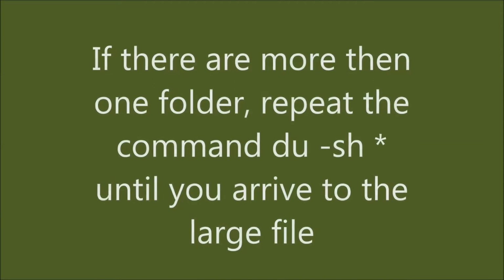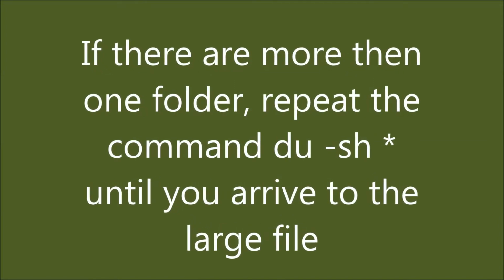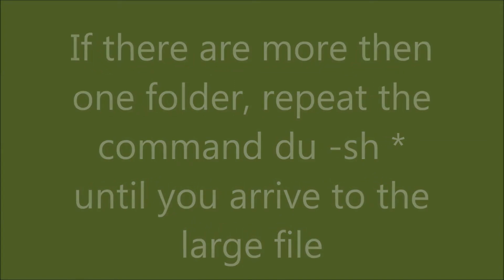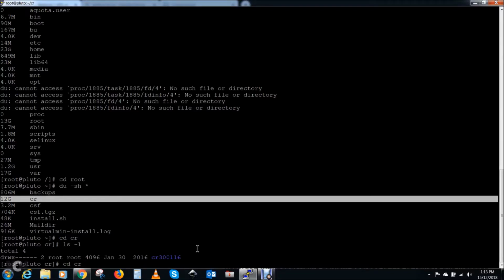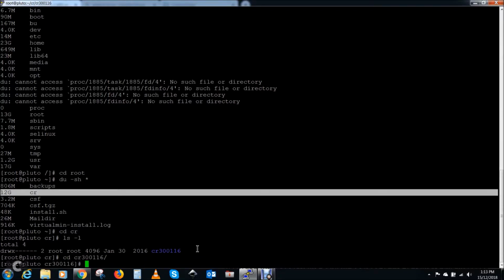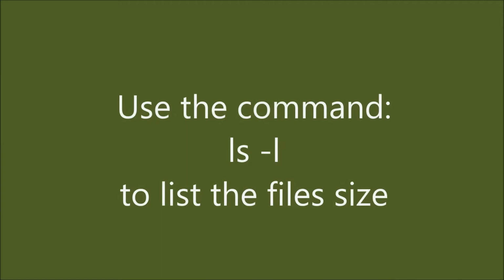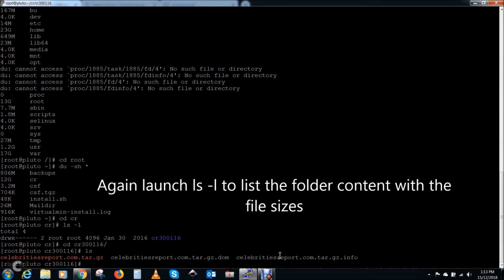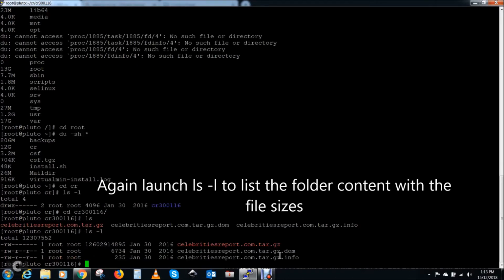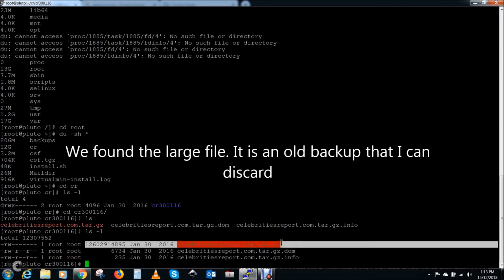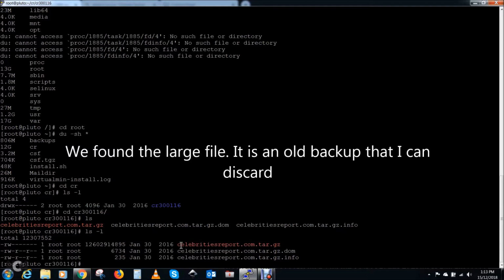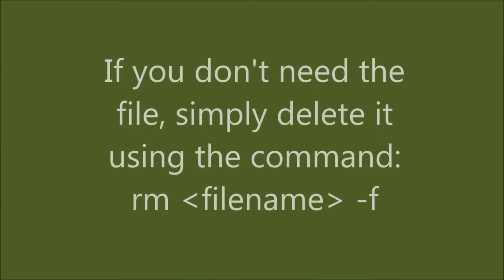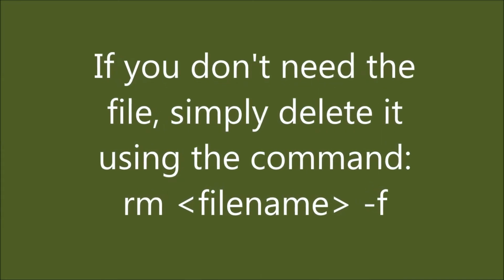If there is more than one folder, repeat the command du -sh * once again until you arrive at the large file. In our case, we arrive at the folder where the large file is. So with the command ls -l, we list the folder content and we see that an old backup file is taking up approximately 12 gigabytes of space.